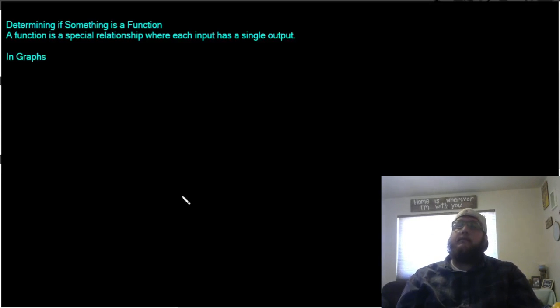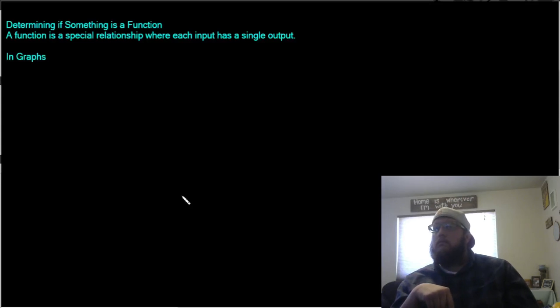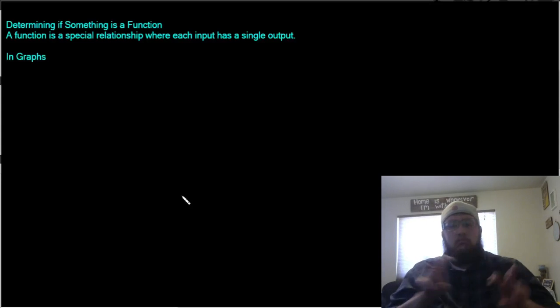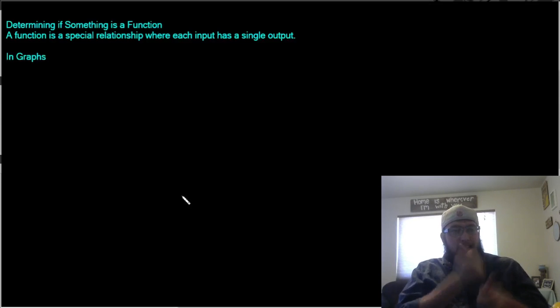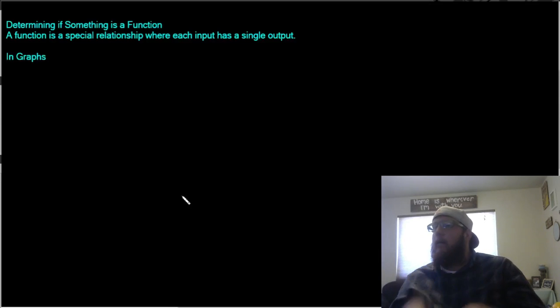So the first topic of the exam is determining if something is a function. The definition of a function I have there: a function is a special relationship where each input has a single output. This is really important. So we're looking for all of the inputs of the equations and making sure that for each one of those inputs there is only one output. If we can verify that, then we can prove that this is a function.